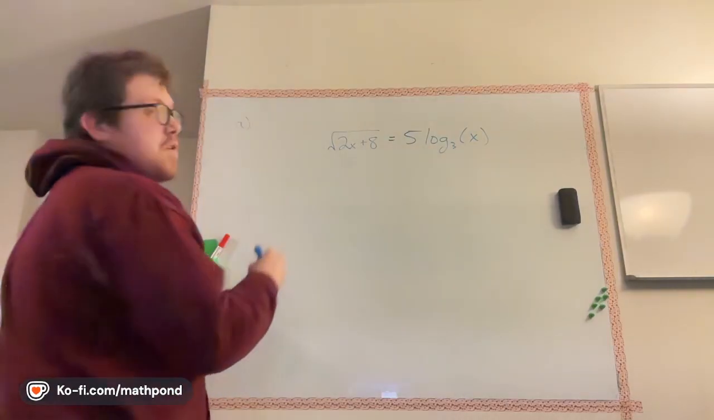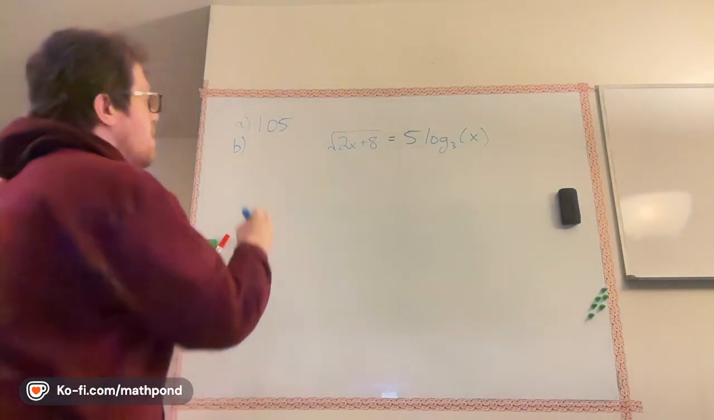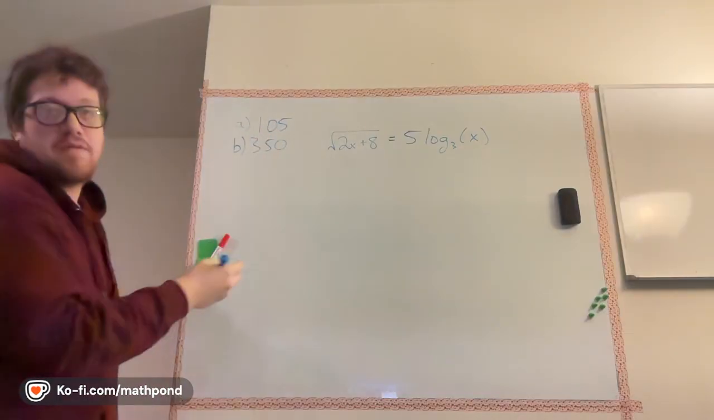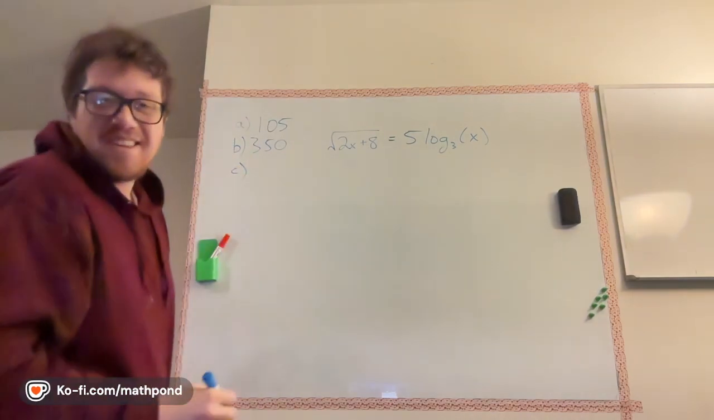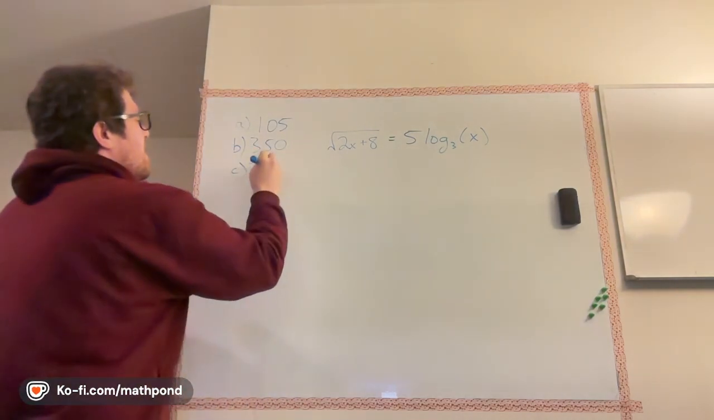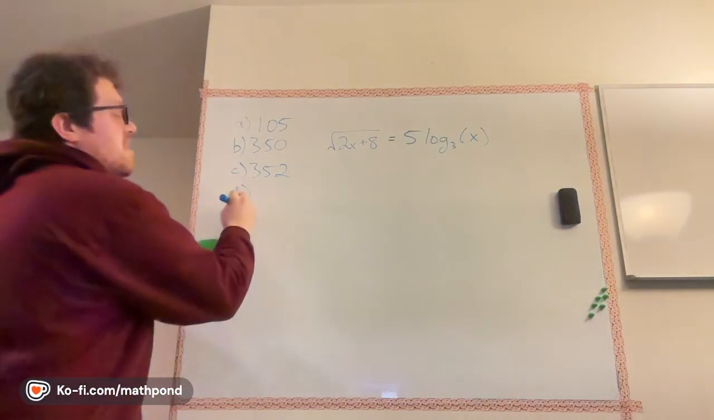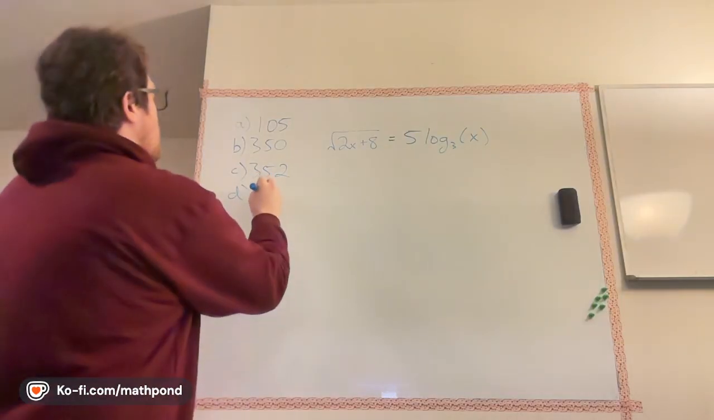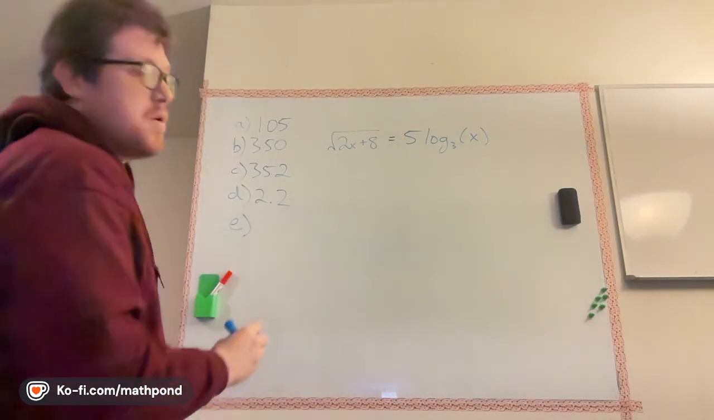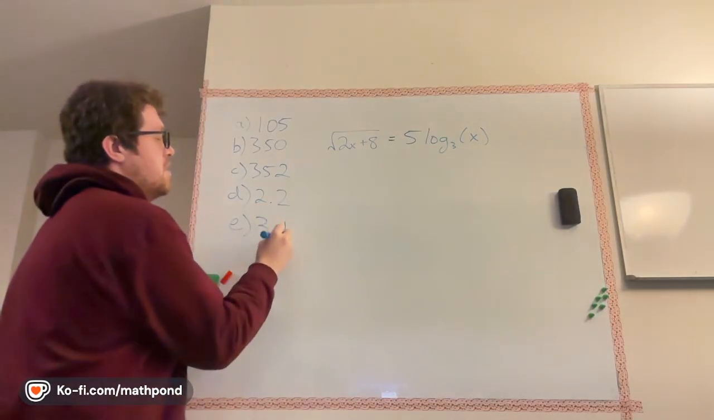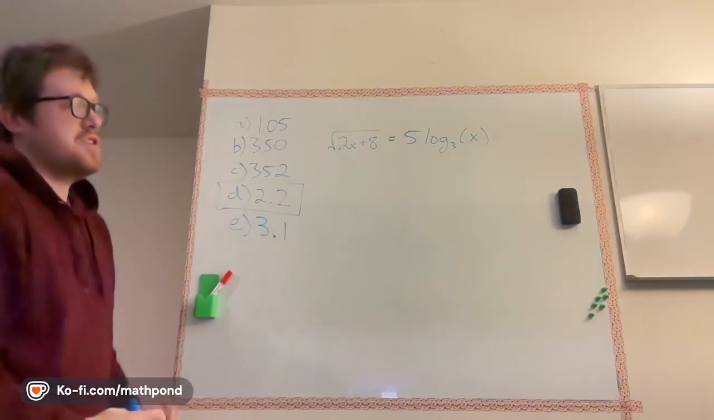And I guess they give us some possible answers, so I'll just write those over here. A is 105, B is 350. Luckily, they're all positive, so, well, I don't know, luckily or unluckily, I guess. Unlucky because we can't cross any answers out from the beginning. Right, it's 2.2, and 3.1. Oh, this is the one you were talking about, Jake, the 2.2. I think Jake said the answer was 2.2. Let's try to show that.